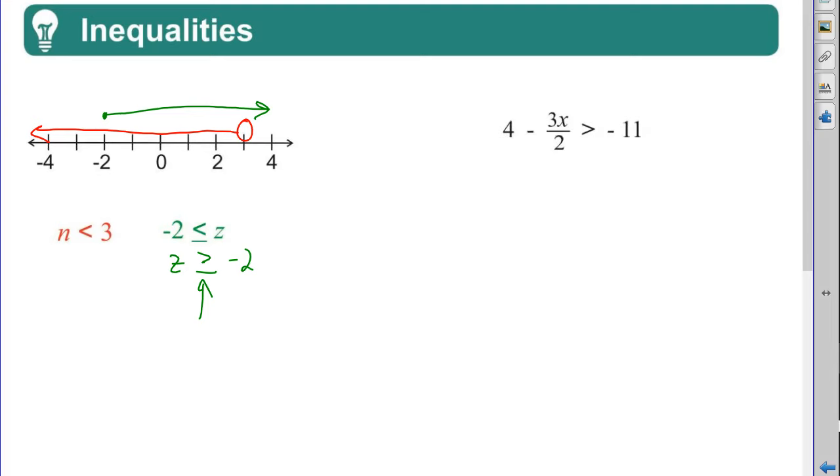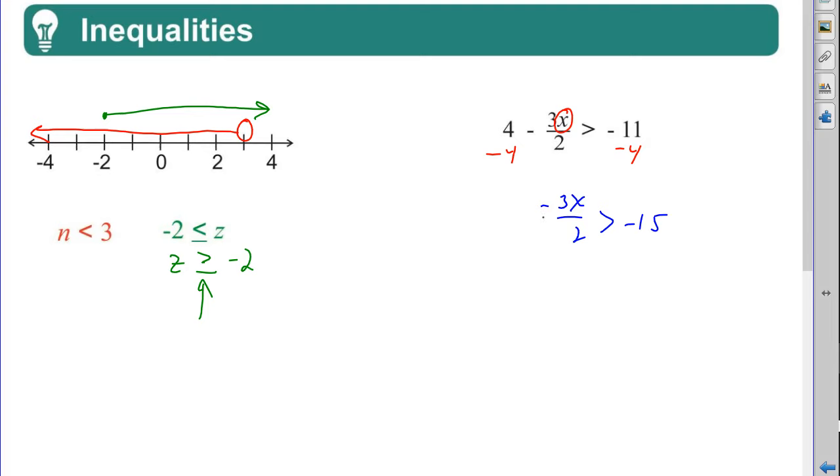And then in solving, all right, so if you're solving an inequality, you're going to treat it just like an equation, and I know this is Algebra 2, but I'll take a moment to explain the steps. So I want to isolate my variable right there. So I'm going to move the 4 first by adding its opposite to both sides. All right, and so now we have -3x over 2 is greater than -15.